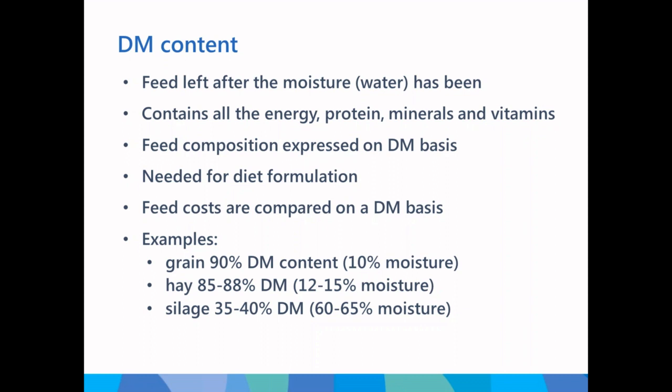So for example, grain is 90% dry matter content or 10% moisture, hay 85 to 88, silage 35 to 40. Obviously, a kilo of grain is a lot more dry matter than a kilo of fresh silage or even a kilo of hay.